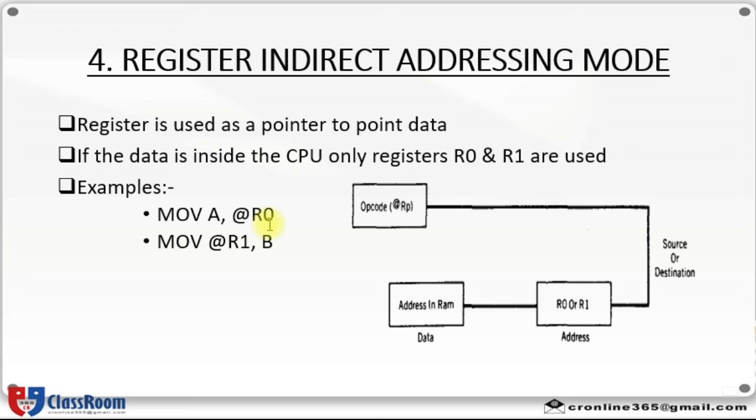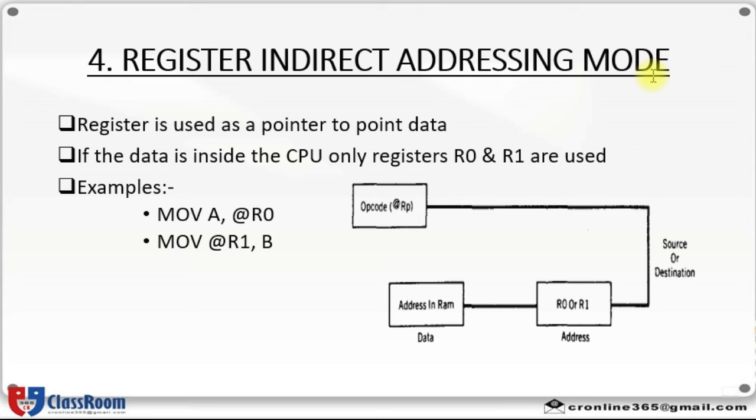That address location contains your data. That data is transferred to this accumulator. That data is copied into this accumulator. It is indirectly specified by using the notation @. So this addressing mode is also known as register indirect addressing mode.